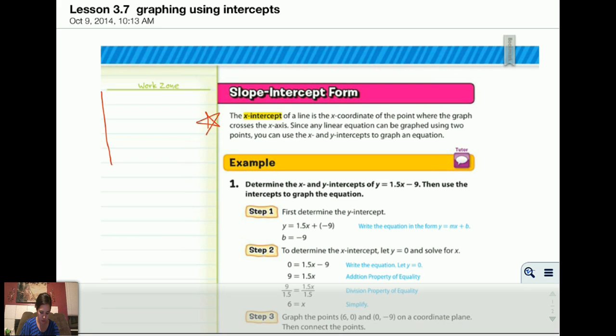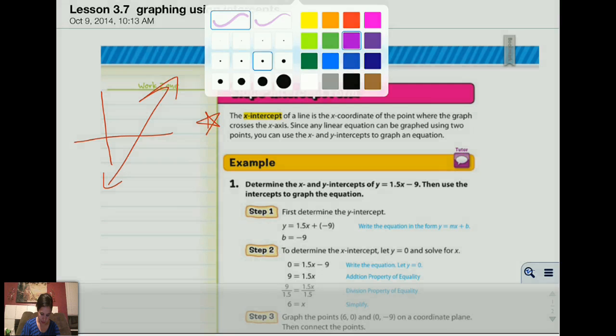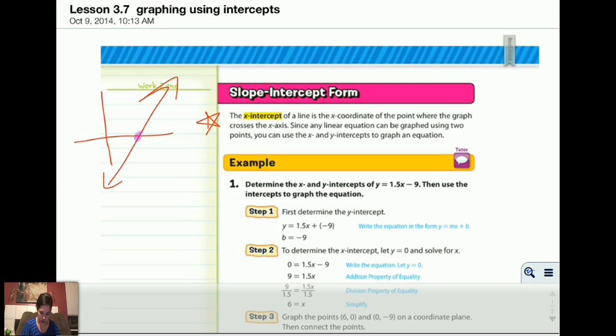And in fact, we're going to draw a little picture just to make sure that we remember what it looks like. If this is my line, this point right here is called my x-intercept. And in case you've forgotten, this point over here is called my y-intercept. So this is my x-intercept, and down here we have the y-intercept. Okay, so let's go ahead and take a look at example 1.